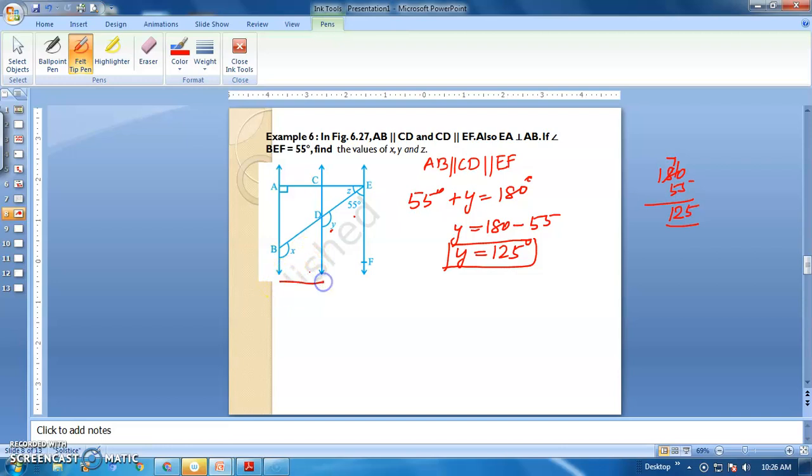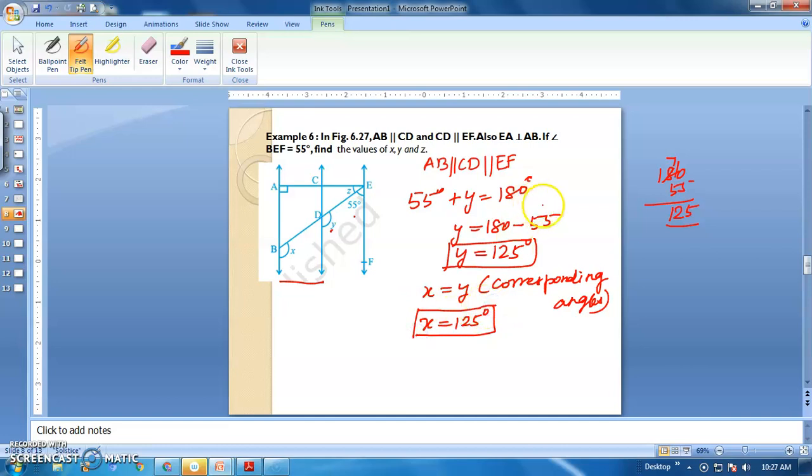Consider these two lines, they are parallel and this is a transversal. So y and x lie above the lines and on the same side of the transversal. So they are equal, because angle x equals y, that is, corresponding angles. Corresponding angles are always the same. Therefore we already know that y is 125 degrees, so x is also 125 degrees now.